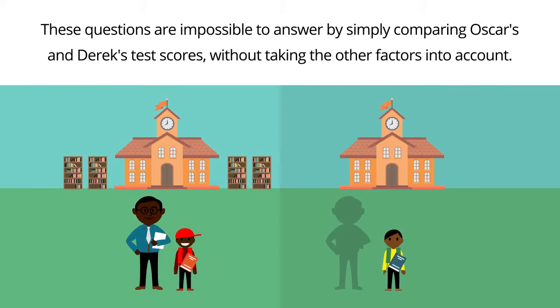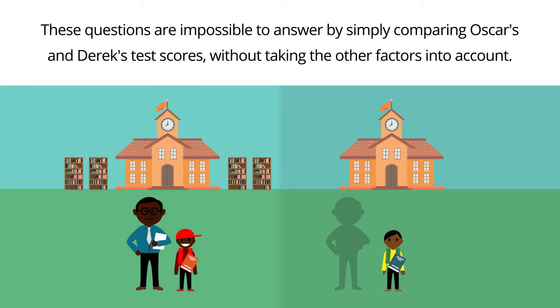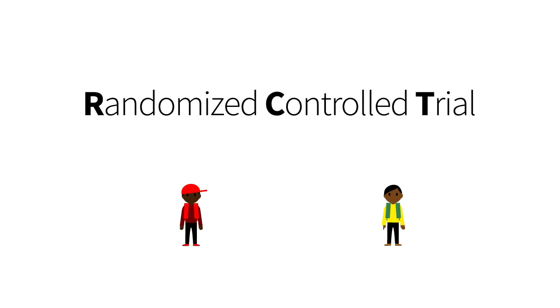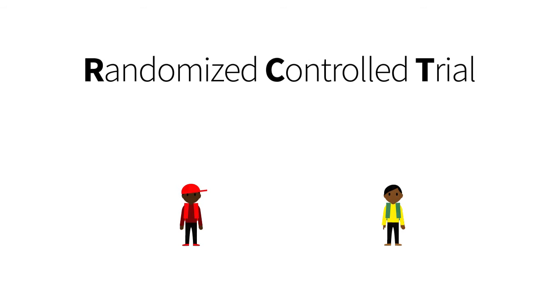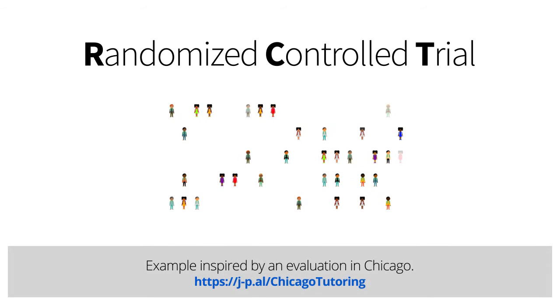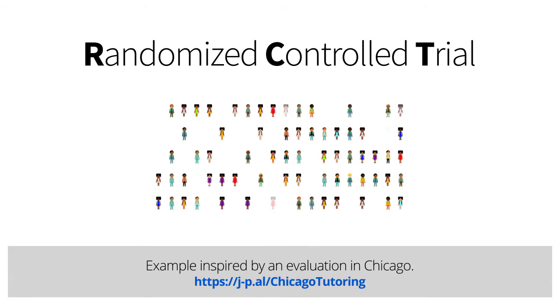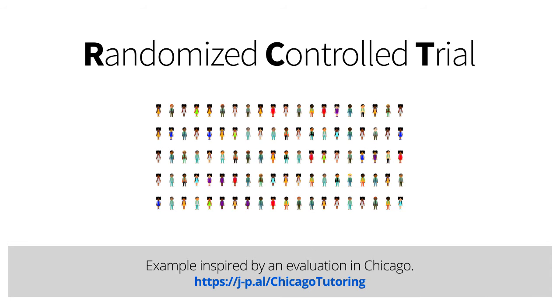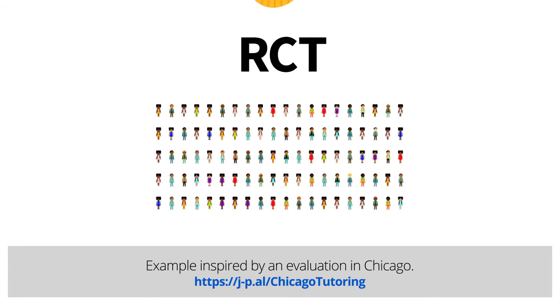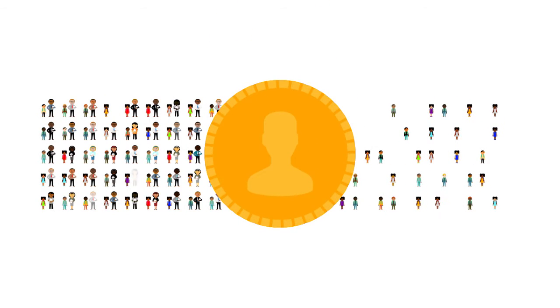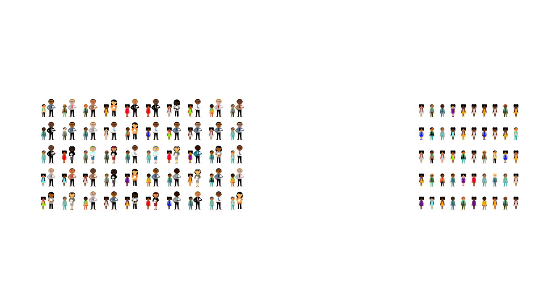These questions are impossible to answer by simply comparing Oscar's and Derek's test scores without taking the other factors into account. This is why we use a randomized controlled trial. It allows us to isolate the specific impact of the tutoring program. Three J-PAL affiliates evaluated an intensive math tutoring program like the one we've described using an RCT. They randomly selected some students to receive tutoring as part of the treatment group, while others were part of the control group and did not receive tutoring.